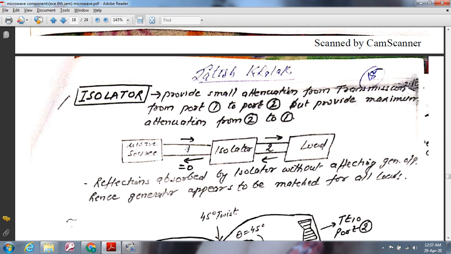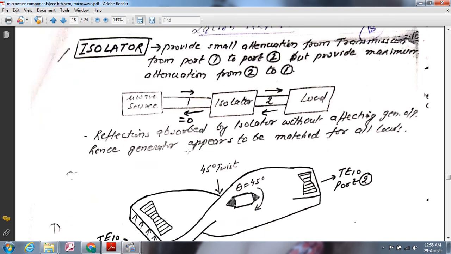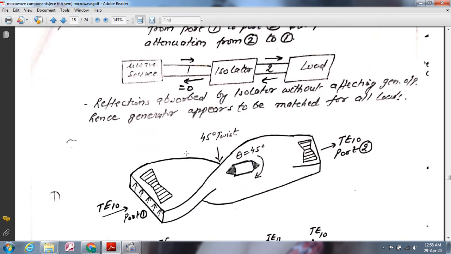Power can enter from port number 1 to port number 2, but no power can come from port number 2 to port number 1. This is isolation. This is utilized in most microwave generators. The output amplitude and frequency tend to fluctuate very significantly with changes in load impedance. This is due to mismatch of generator output to the load, resulting in a reflected wave from the load.